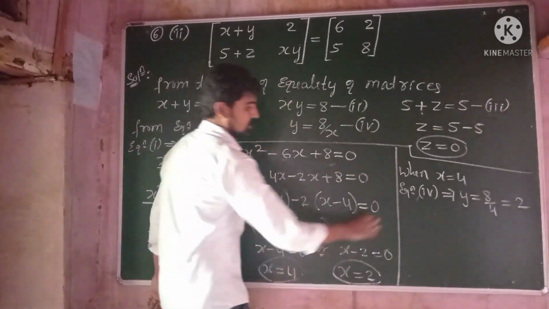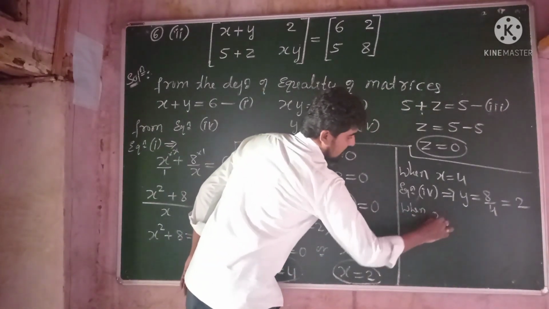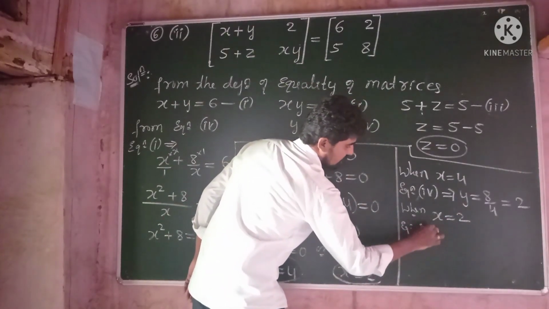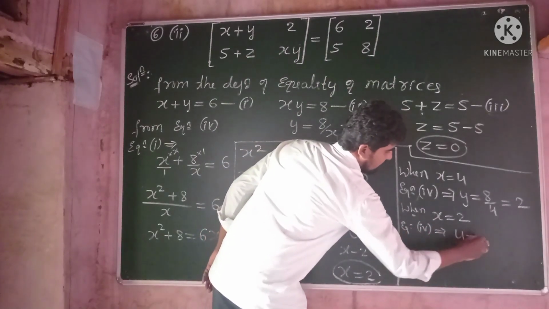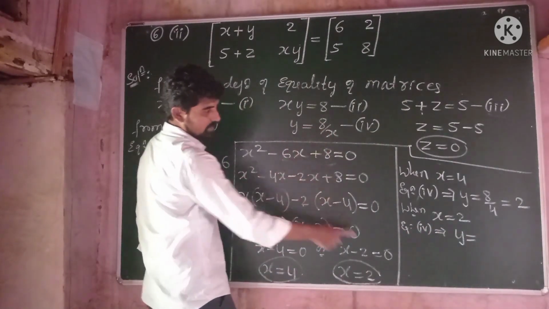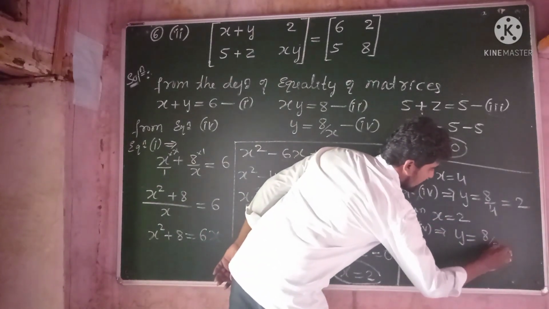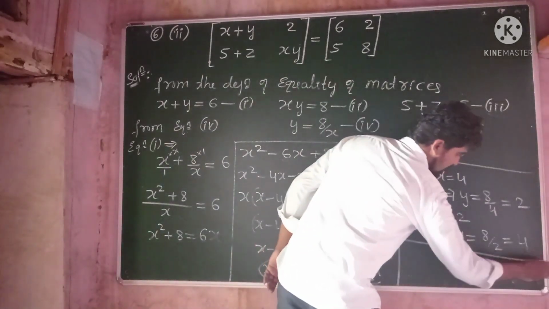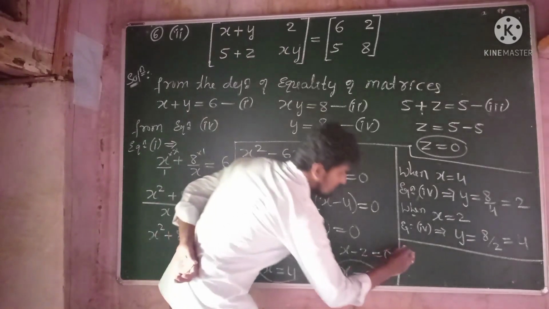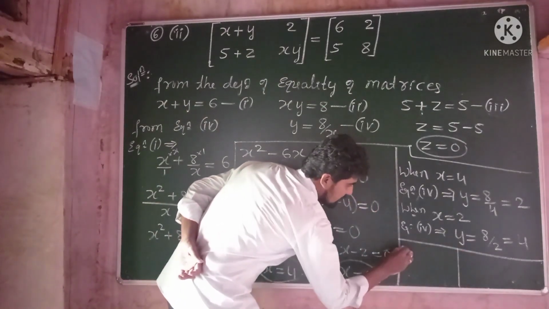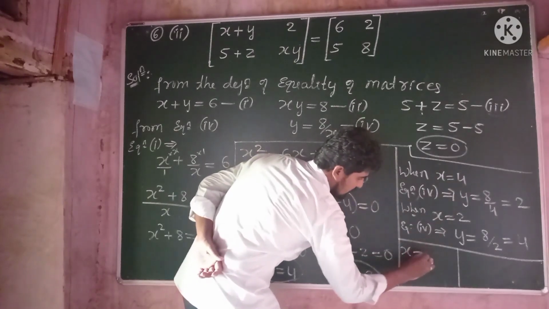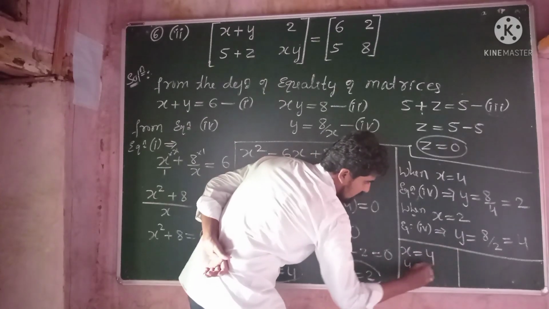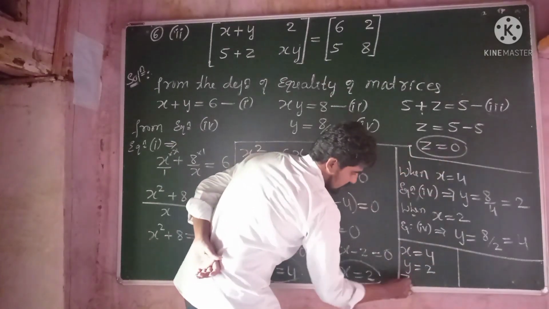And similarly, when x is equal to 2, equation 4 implies y is equal to 8 divided by 2, which is equal to 4. Therefore the required values of x, y and z are, so first set of values of x, y, z are x is equal to 4, y is equal to 2 and z is equal to 0.